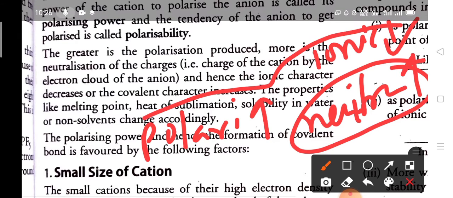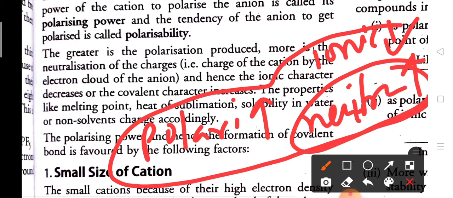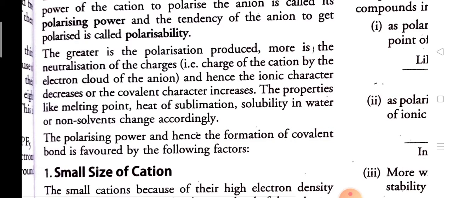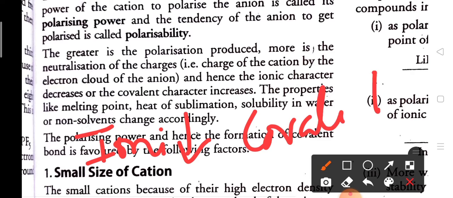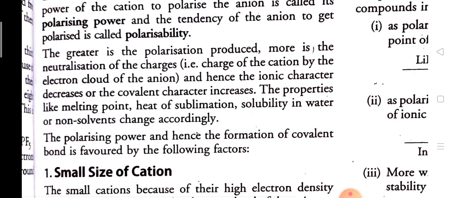These are three relations: polarizability increases, neutralization increases, and ionic character decreases. Whenever the ionic character decreases, covalent character increases. Hence we get the conclusion that ionic character is inversely proportional to covalent character. Properties like melting point, heat of sublimation, and solubility in water or non-solvents change accordingly. The polarizing power, and hence the formation of covalent bond, is favored by the following factors.